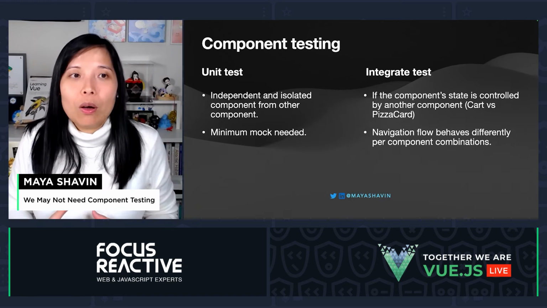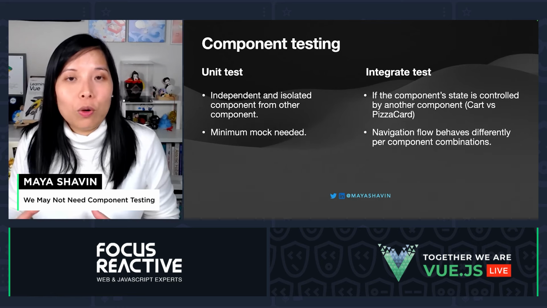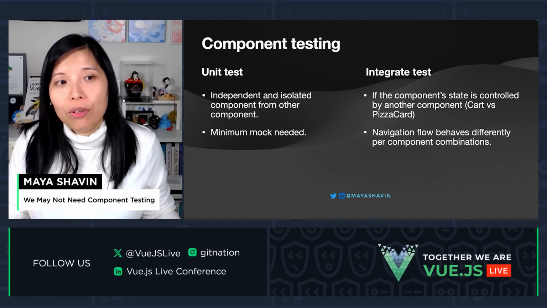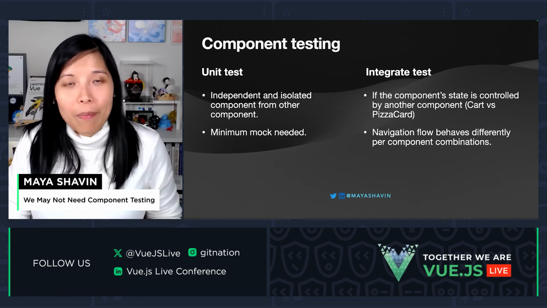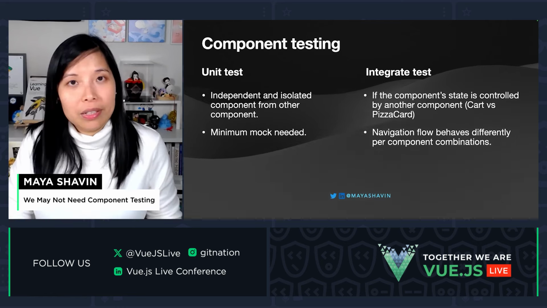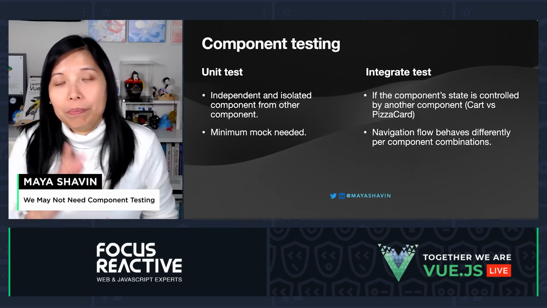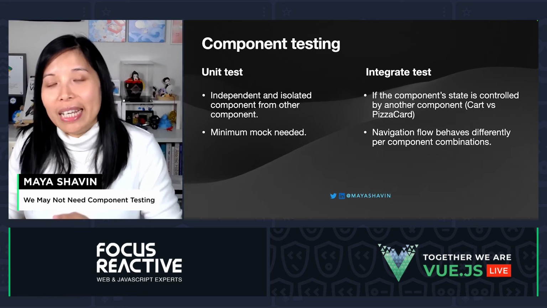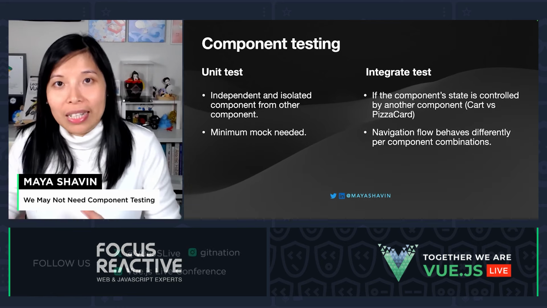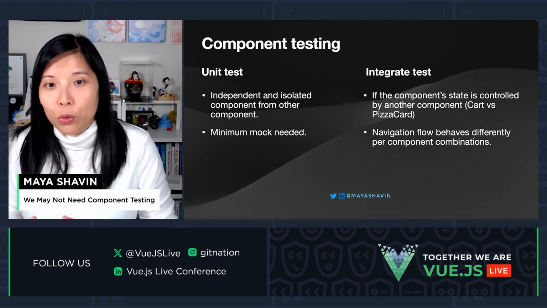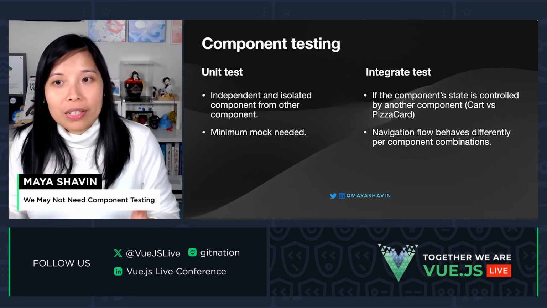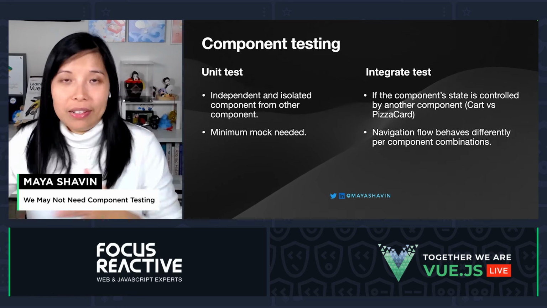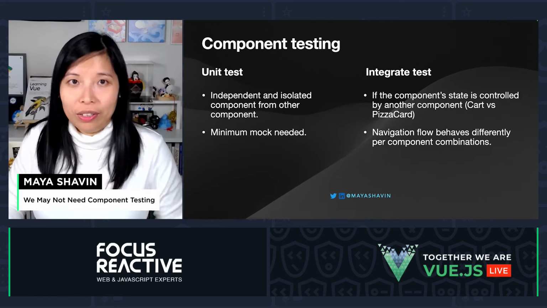So when are we going to use component testing as unit test, or when are we going to use it as integration test? Well, for unit test, pretty straightforward. Anything that needs minimum mocks, an independent, isolated component from others, like button, like card, items, something like that. And on the other hand, anything else will be integration test, component testing in integration test kind of mode. So for example, if a component state is controlled by another component, like a pizza card, you click on the pizza card and add to cart and then the cart updates, or the search component.